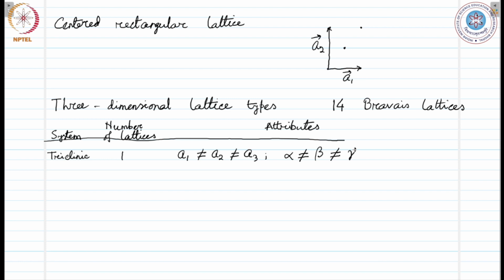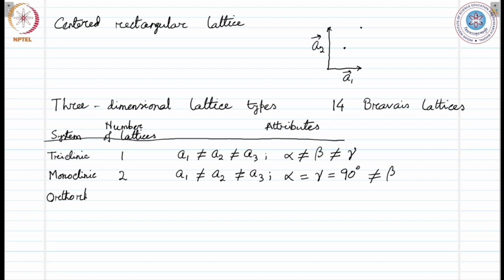Then a little bit higher symmetry is monoclinic. Two such lattices are possible, and its attributes are that all the lattice vectors are of different length, a1 not equals a2 not equals a3, but we have alpha equals gamma equals 90 degrees, while beta is not equal to 90 degrees. The next one is orthorhombic. There can be 4 different types of orthorhombic lattices. Here we have a1 not equals a2 not equals a3, but all the angles are 90 degrees.